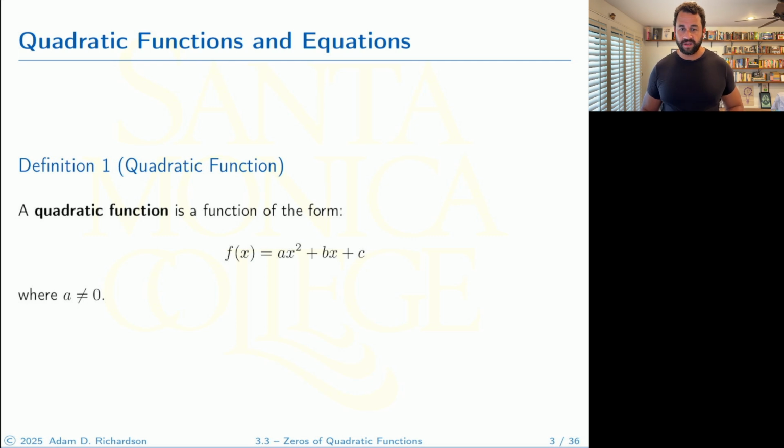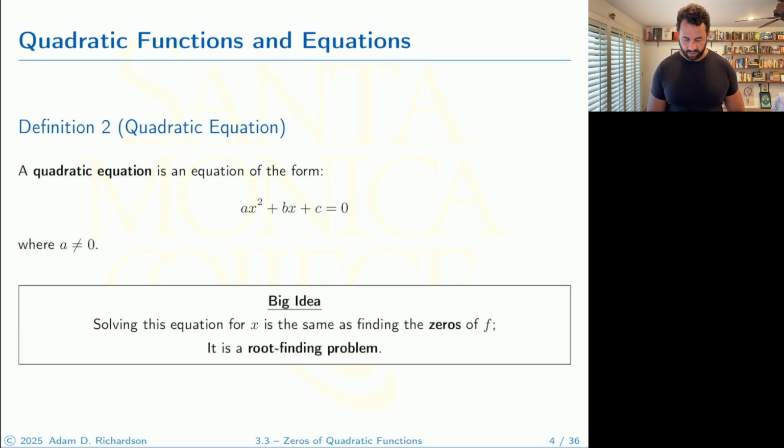Let's go on here. So what is a quadratic function? A quadratic function is a function of this form here, where this is just a quadratic polynomial, and the leading coefficient here is not zero. You need this squared term there for this to be a quadratic function. Then what is a quadratic equation? Well, a quadratic equation is just an equation of this form where you have a quadratic polynomial set equal to zero. Make sure a is not zero, so that way you actually have this square term there.